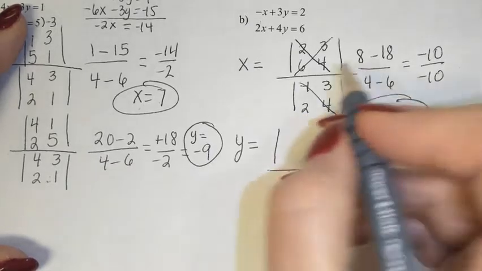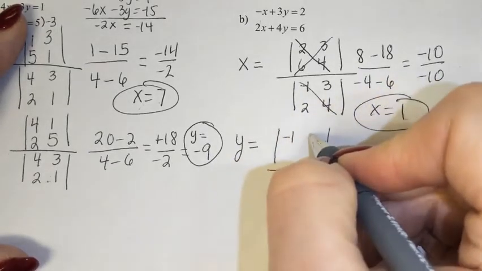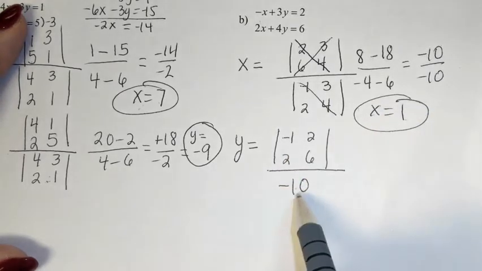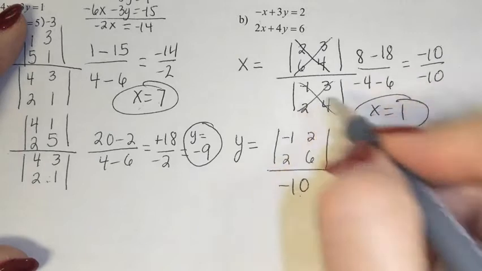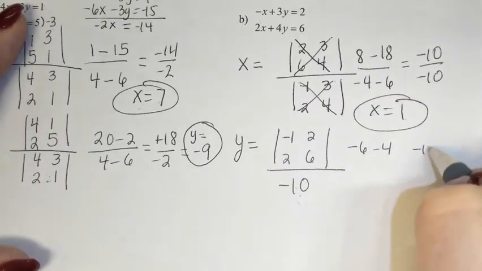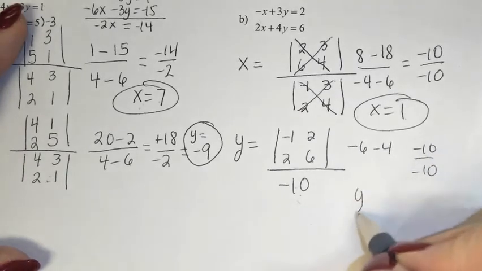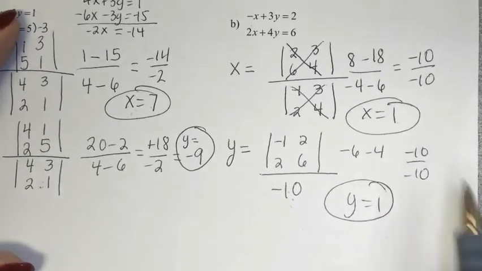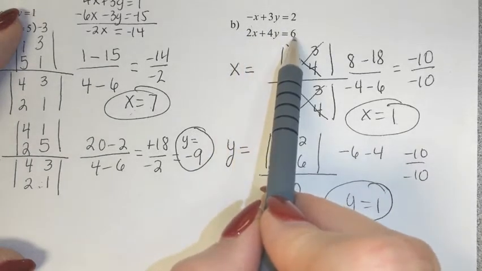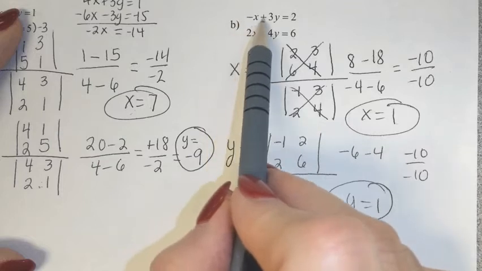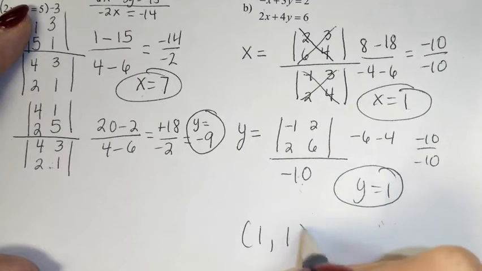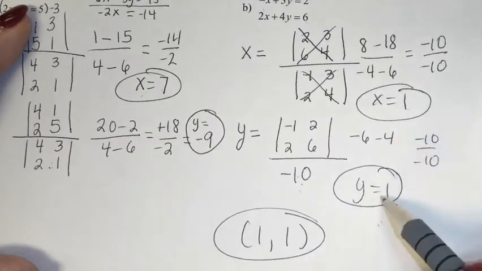But that y column has to get replaced. So I'm going to do the -1, and then that becomes a 2, and then that's a 2, and then that's a 6. And so now we're going to go ahead and solve this. So we're going to do -6 minus 4 over -10, and that's -10 divided by -10. And so in this case, y is 1. And so we have our solution. So if x is 1, y is 1, that's going to make it true. You can just plug it in and even see that it works. -1 plus 3 is 2. All right, so 1, 1 is the solution to that system.